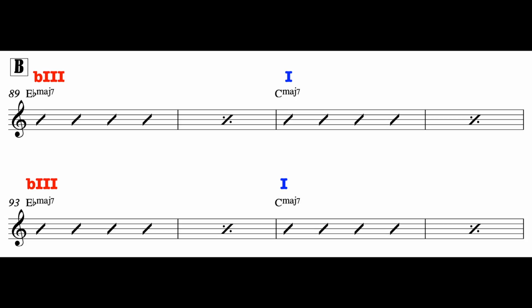In terms of Roman numerals for that E flat major to C major, we're going to call that E flat major 7 a flat 3 chord, because chord 3 in C major would be E minor 7, so we call it flat because we're a semitone down from E with E flat, and then obviously C major 7 is chord 1. So we're alternating between a flat 3 major chord and chord 1.